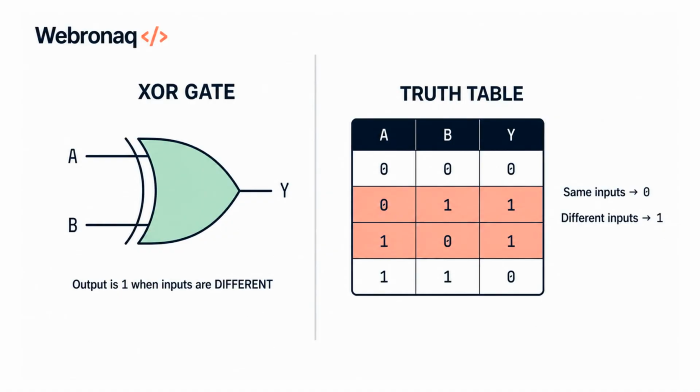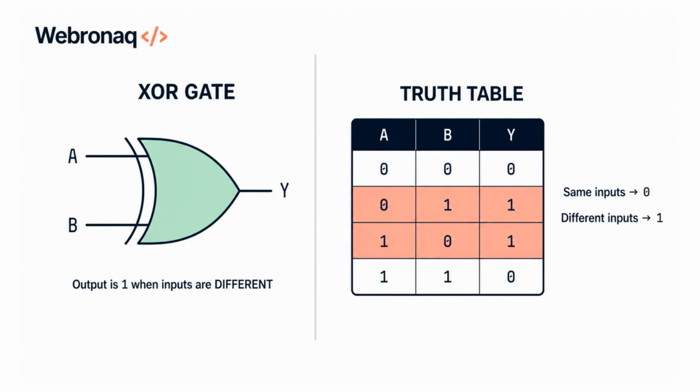Now, the most interesting gate of the bunch, the XOR gate, or exclusive OR. The rule here is beautifully simple. The output is 1 only when the two inputs are different from each other. If both inputs are the same, both 0 or both 1, the output is 0. If they're different, the output is 1. So XOR is basically a spot the difference gate.